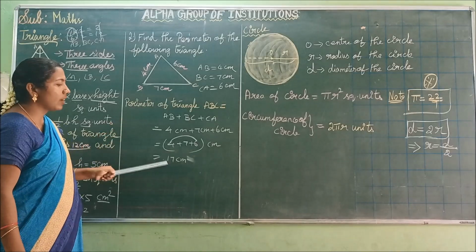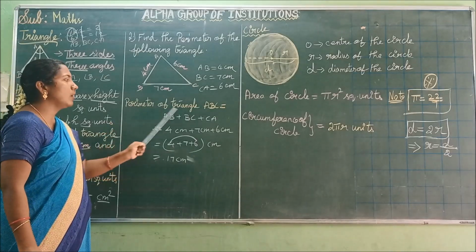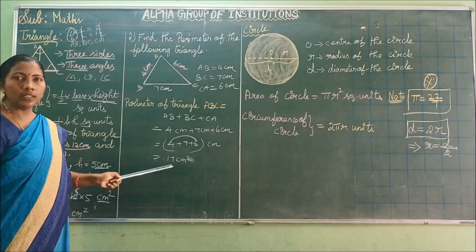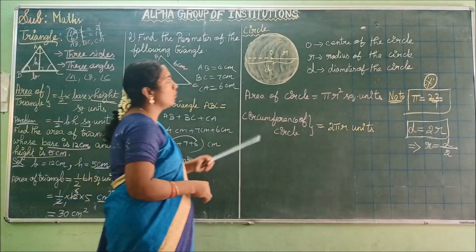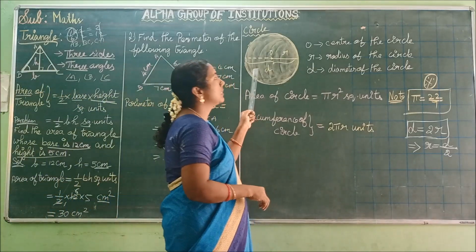10 plus 7, 17 centimeter. So the perimeter of this triangle ABC is 17 centimeter. Okay. Next we are going to see the shape circle.